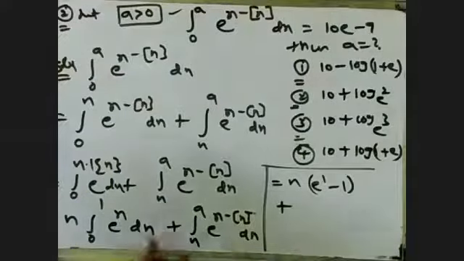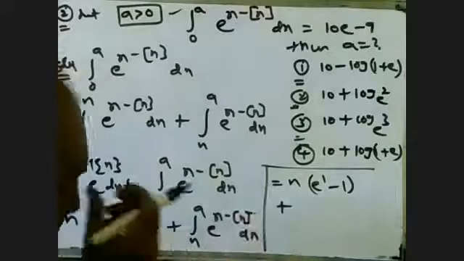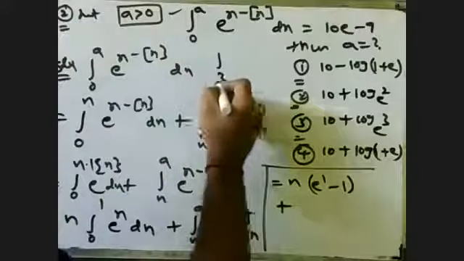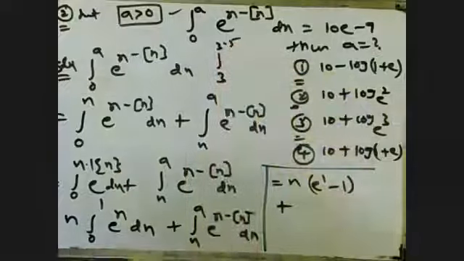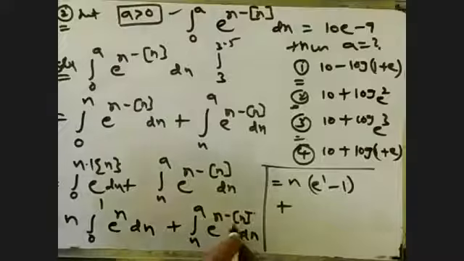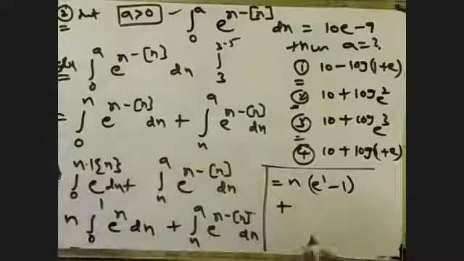Plus, this one: integration n to a of e power x minus step x. You need to go for this one. So let us see how you can do this. If you take n to a, that implies n is 3 here. Let us suppose n is 3 and a is 3.5. For 3 to 3.5, the step value is always 3. So here also, in the integration n to a, its step x value is always n.